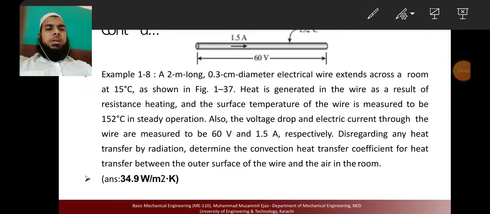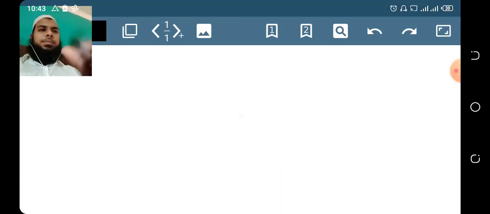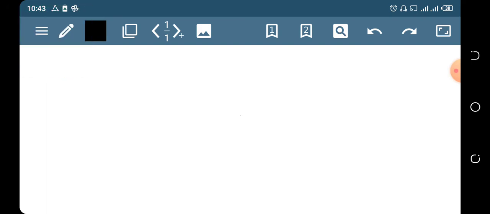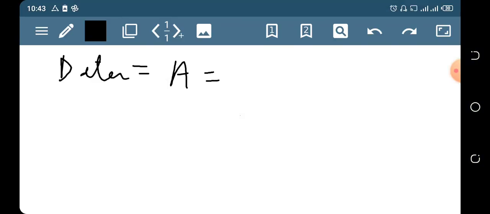So we have read the numerical and we have the values. Now we need to solve it. We have the data. What is the surface area? For this particular numerical, the surface area will be the circumferential area. The formula of circumference is 2 pi r. We just need the value of the radius, and then we get the value of the area.